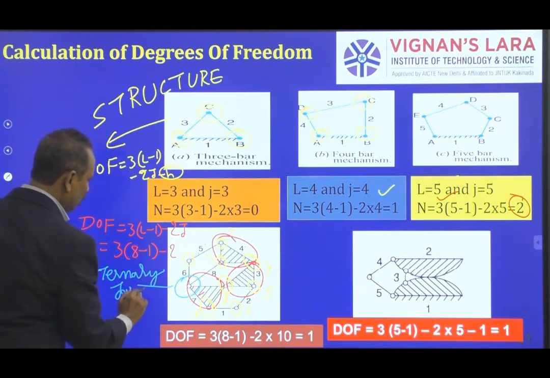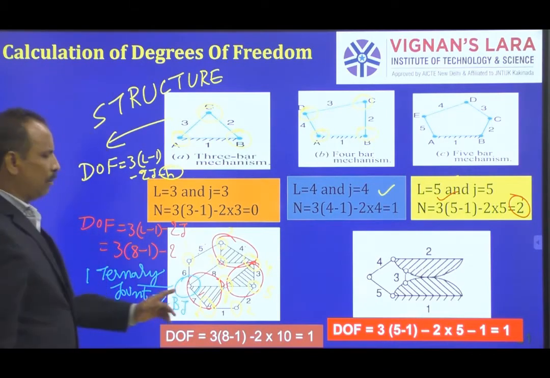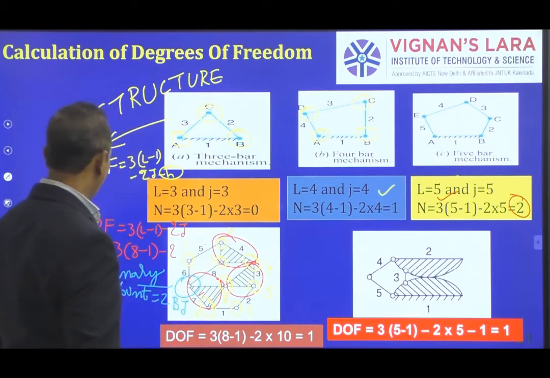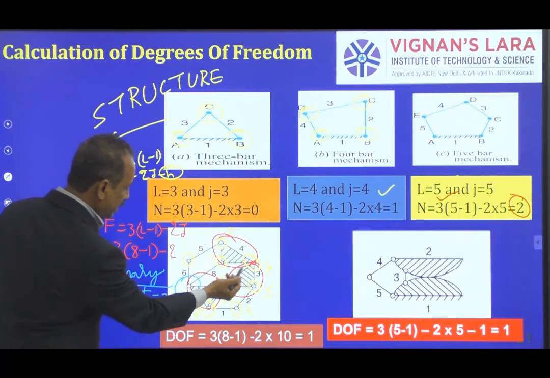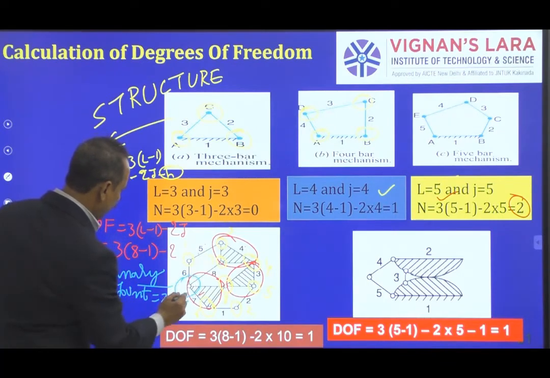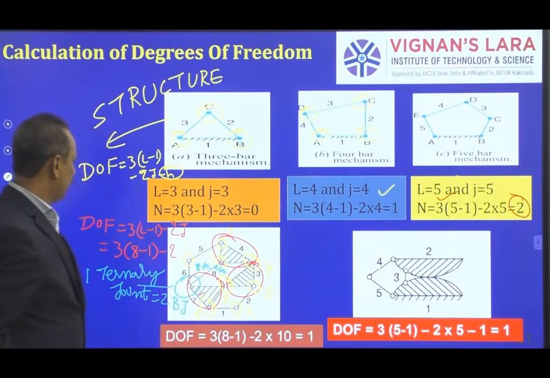So one ternary joint is equal to 2 binary joints. This is what I defined at the very beginning. Now, how many joints have we completed? 8. Then this is 2. So 8 plus 2, total is 10 binary joints.